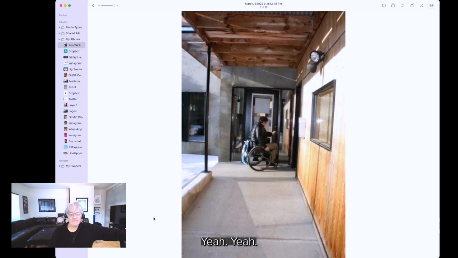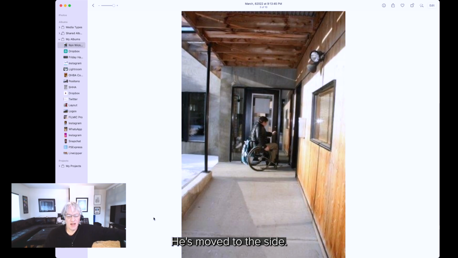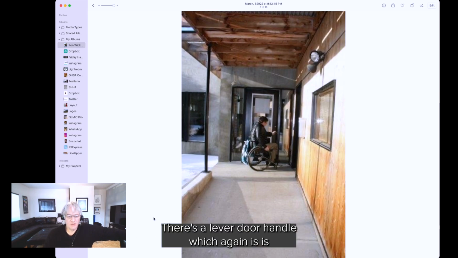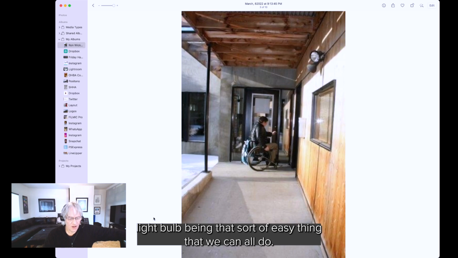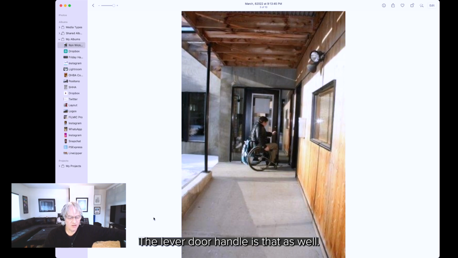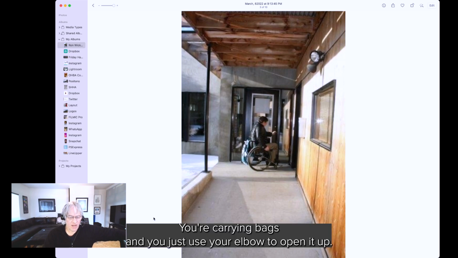And then this just shows the gentleman. He's moved to the side. He's approached the door at the side. There's a lever door handle, which again, in the sustainability world, we often talk about the energy efficient light bulb being that sort of easy thing that we can all do. The lever door handle is that as well. It's something we can all easily afford to do, and it just makes life so much easier for anybody with limited hand mobility. If you're carrying bags, you can just use your elbow to open it up.